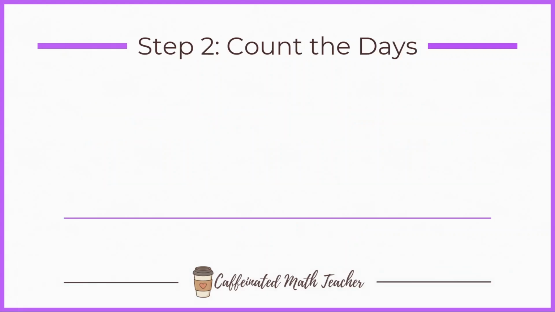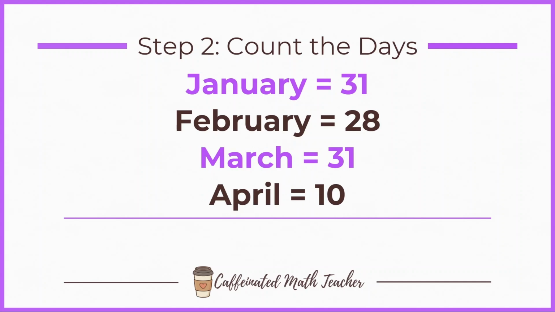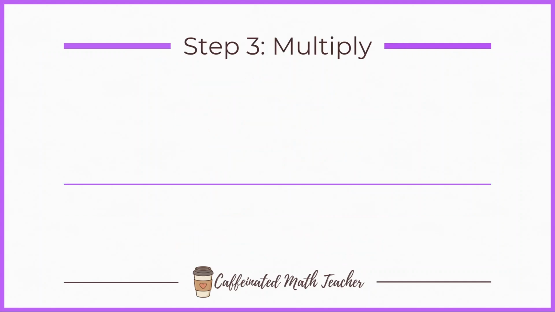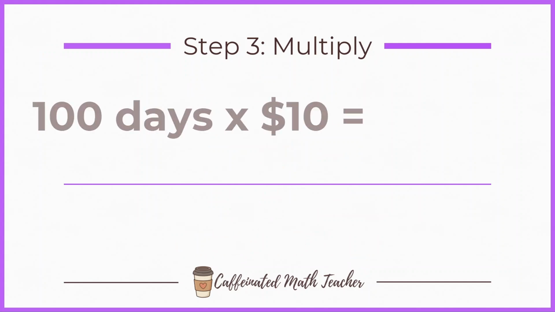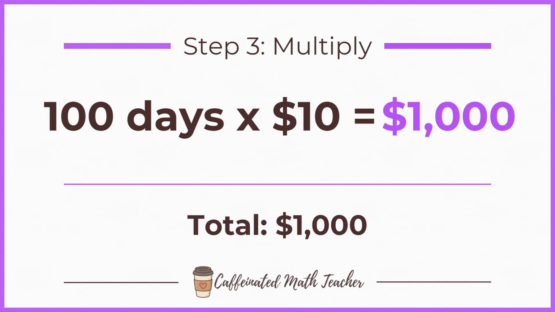Next, we need to figure out how many days the seller is responsible for. The seller owned the property from January 1st up until the closing date of April 10th. So we count. January has 31 days, February has 28 days, March has 31, and they were still in that house for 10 days in April. That gives us a total of 100 days. Now we multiply the number of days by the daily rate. So 100 days times $10 per day gives $1,000. So $1,000 is a portion of the taxes that the seller is responsible for.